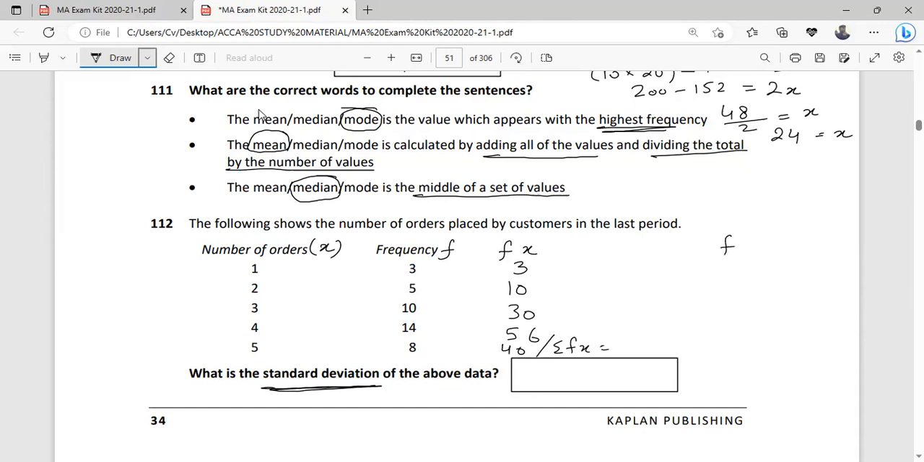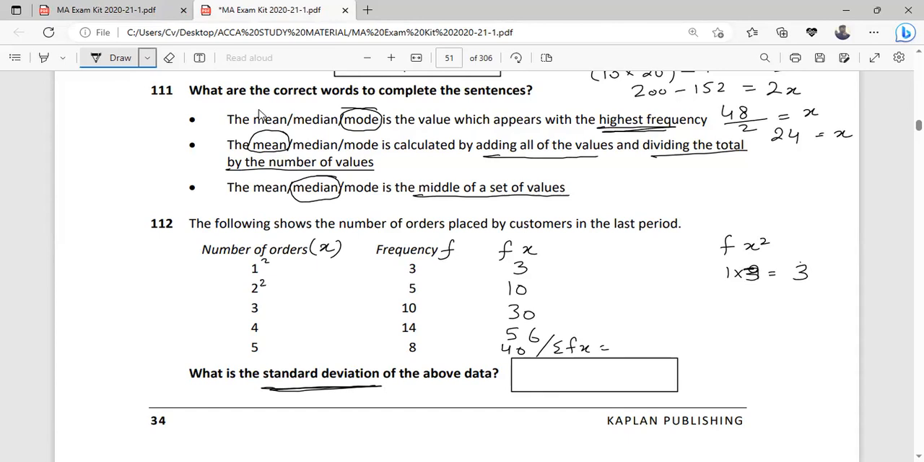Then we have fx square. Fx square means first of all take the square of this value and then multiply by f. So the square of 3 is 9. Sorry, fx square, the square of this value. So 1 multiplied by 3 will remain 3.